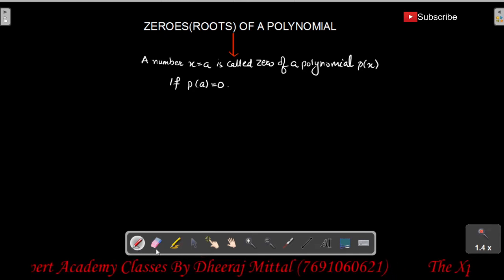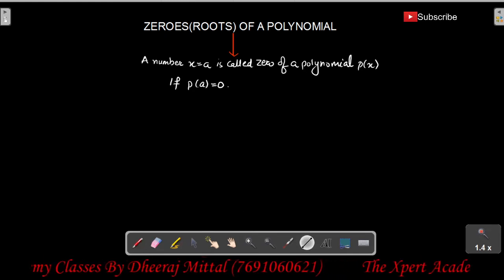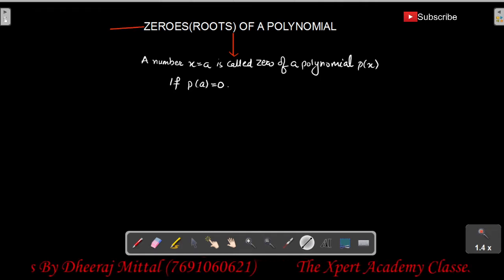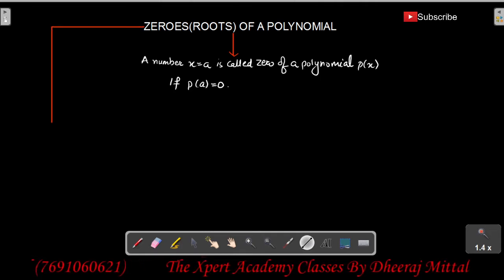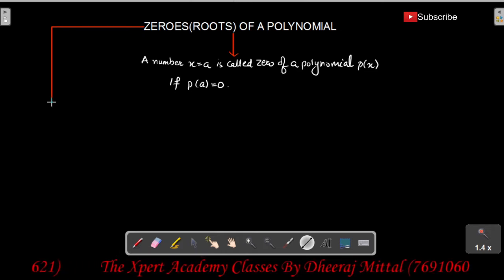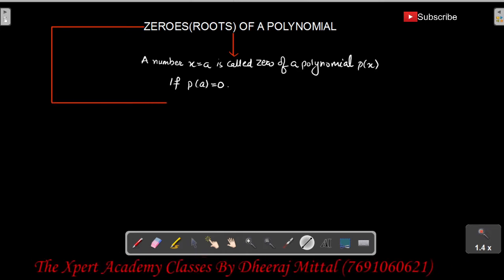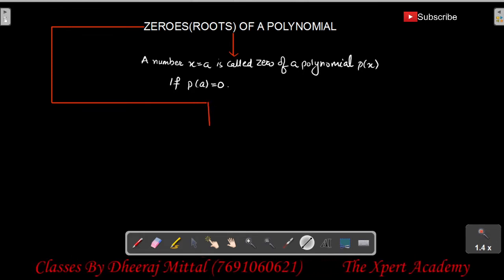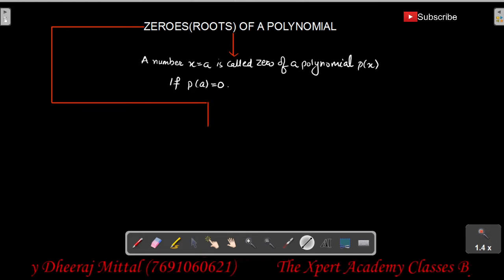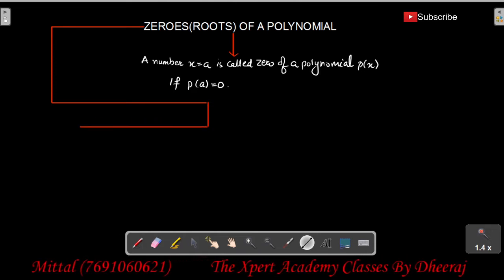Now a question arises in our mind: how can we obtain it? So there are two methods to obtain the zeros of a polynomial.